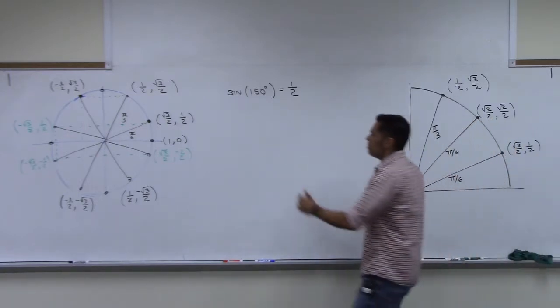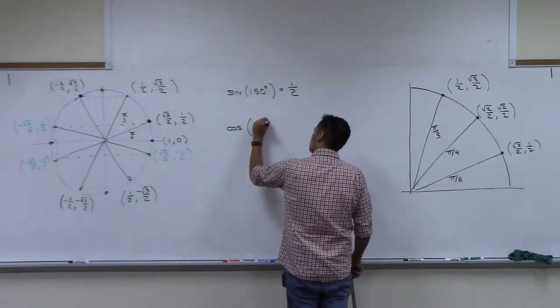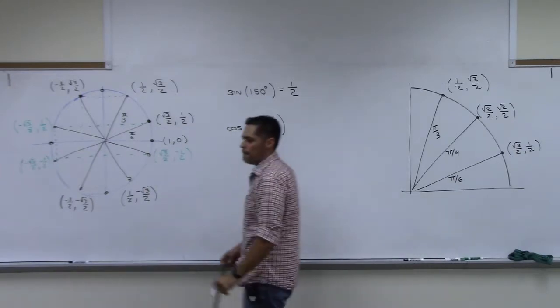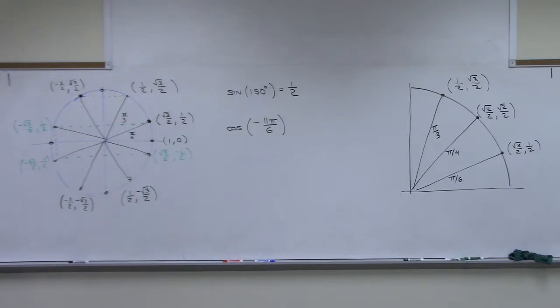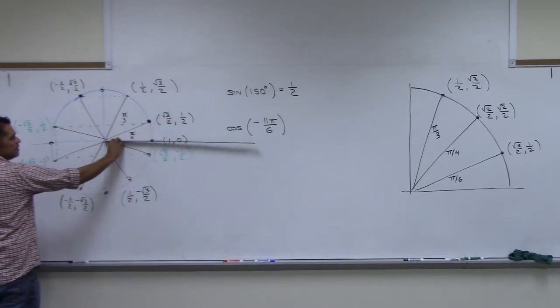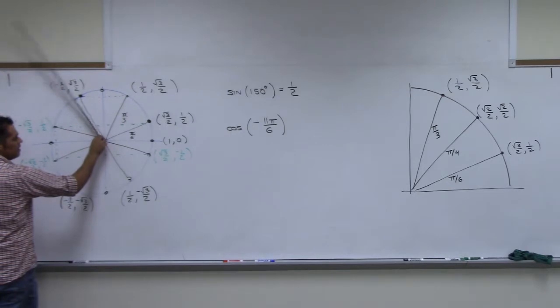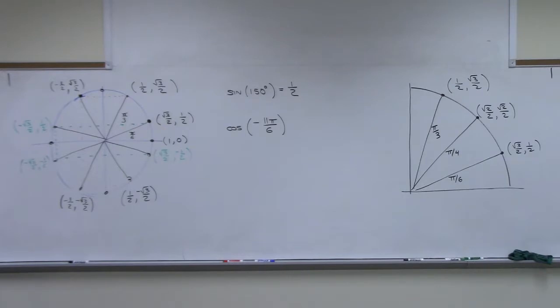All right, how about cosine of negative 11 pi over 6? So our rotation here is clockwise, right? Clockwise by, I'm counting by pi over 6s. Pi over 6 is 30 degrees. Counting 11 of these: 1, 2, 3, 4, 5, 6, 7, 8, 9, 10, 11. Yeah, it's root 3 over 2, the x coordinate.